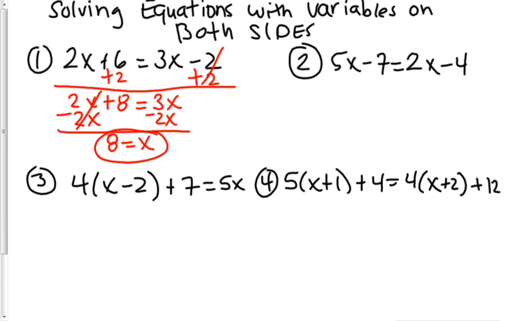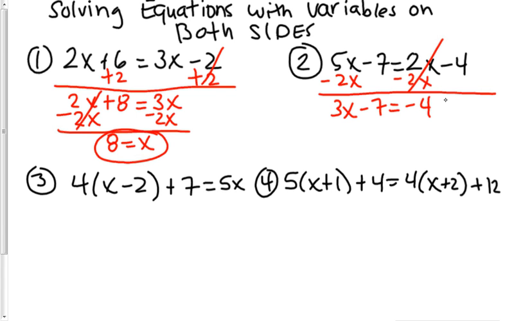Let's look at number 2. Same thing. It doesn't matter which one I start with. So I'm going to actually move my 2x first. It's a positive 2x, so I'm going to subtract my 2x from both sides. 5x minus 2x will give us 3x. Then bring down my minus 7. That is equal to, well, 2x minus 2x, that cancels out. And then bring down my negative 4.